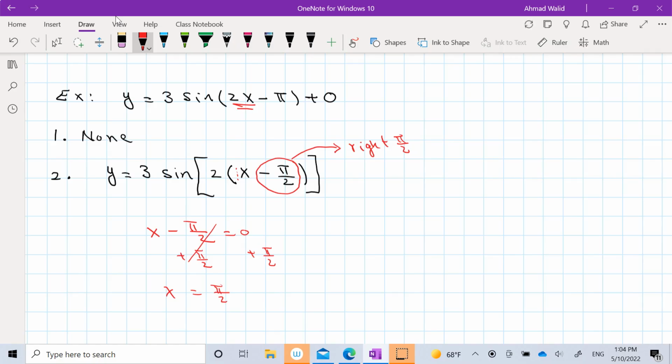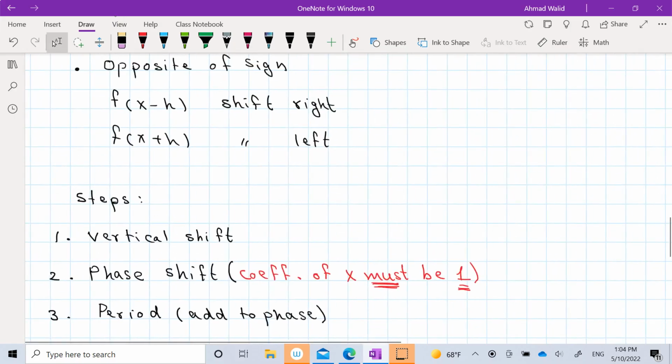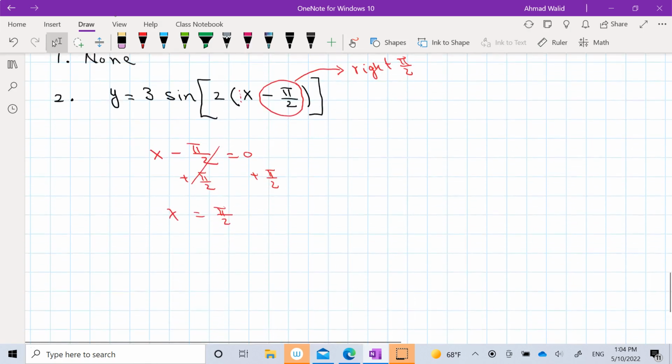But if you remember just this part, if it's x minus h, shift to the right. If it's x plus h, shift to the left, correct? Just remember this much. Now, I will stop working here and start graphing a little bit, because it's very important to show our shift, correct?